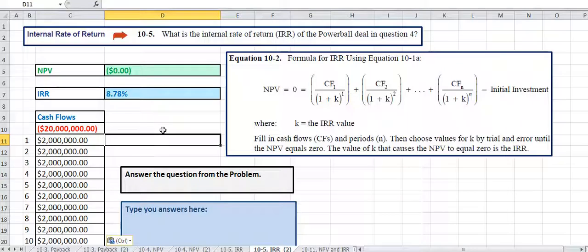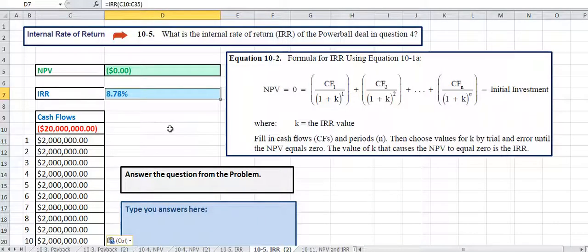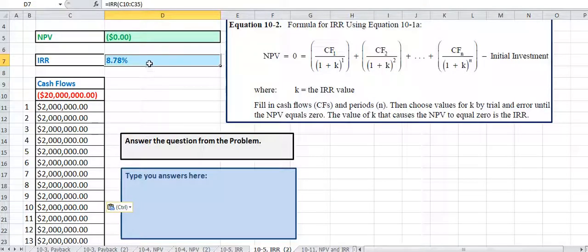Okay, and we can see that our internal rate of return is something over 8%. It's actually 8.78%, and it's actually the exact internal rate of return that's going to give us a net present value of 0. This is what the cost of capital would need to be in order for us to exactly break even, not lose and not gain from this deal.